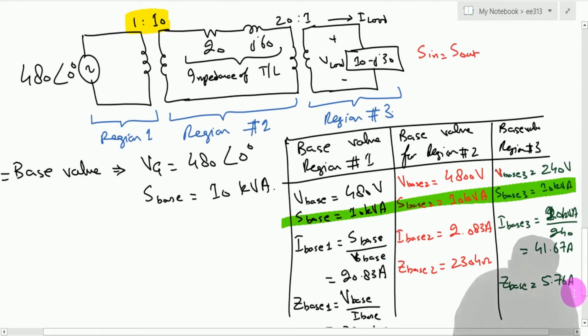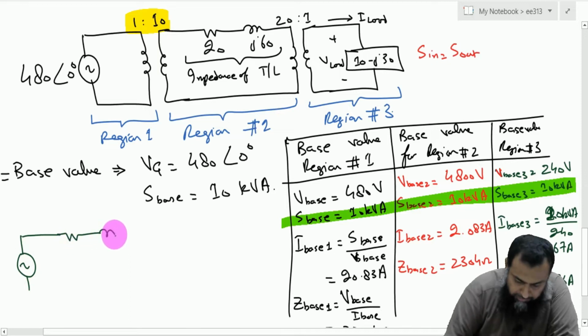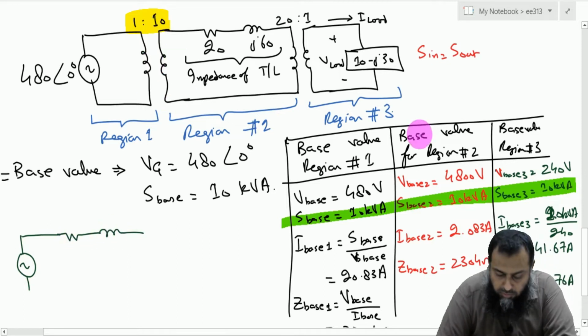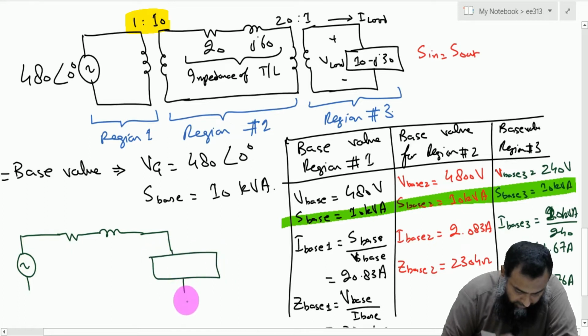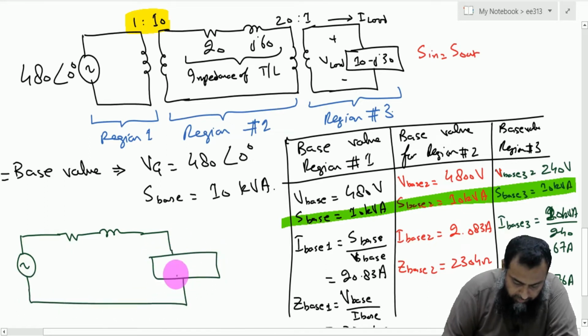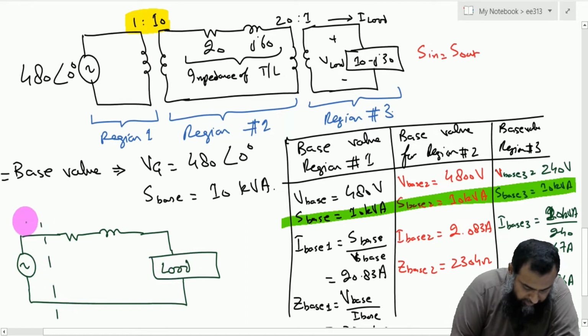So this is Vg. If I draw this particular system, I can get rid of the transformer now because it is already reflected into the base values. So the transformer is now neglected. We have this type of a system. Here we have this load. Now this part is region number 1.